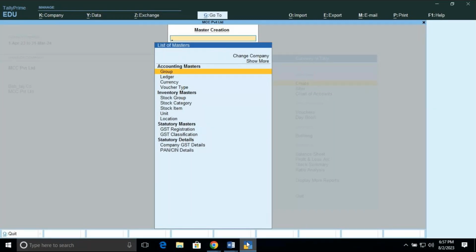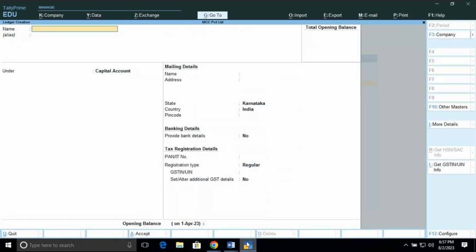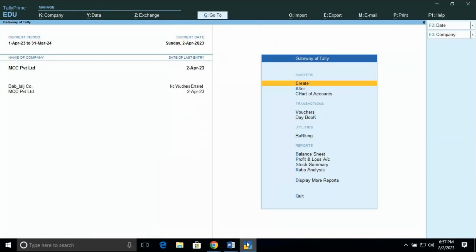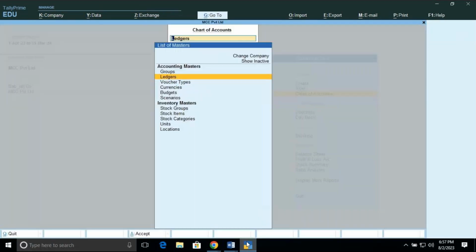See, all of you please observe. If I come here to create ledger, I can create one ledger at a time, that's all. But there are four ledgers to be created. So for that, there is an option. You come to chart of accounts, which is a master you have to create. You place the cursor on that.